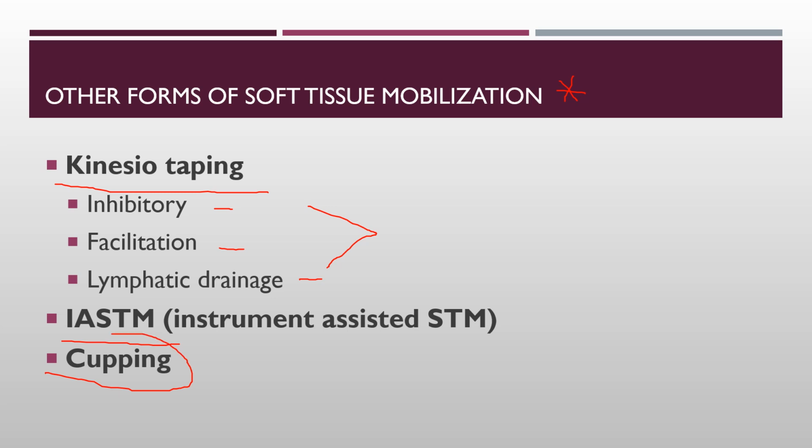Last one here, it is a very popular technique that we see in clinic: cupping. There's not a lot of research to back cupping, but there are some indications that I would use it for, like to improve soft tissue flexibility, typically near scar tissue.